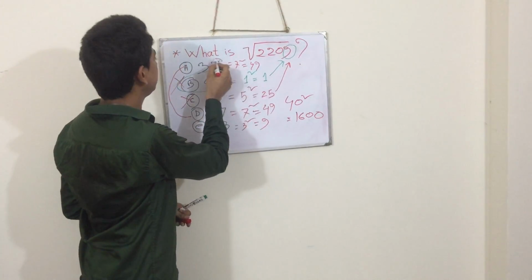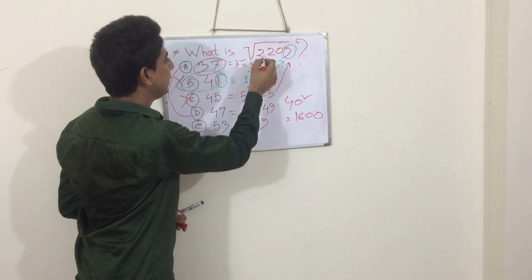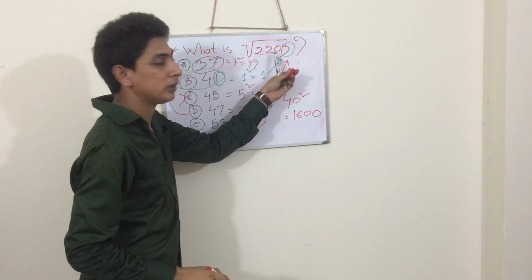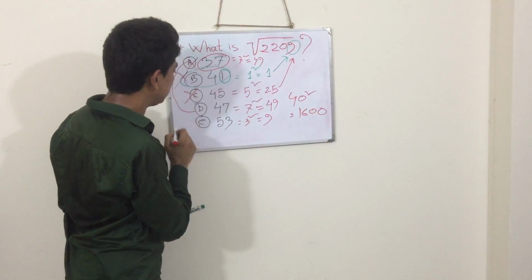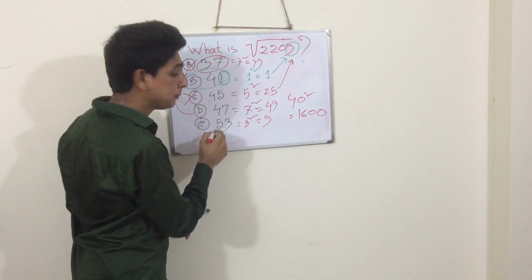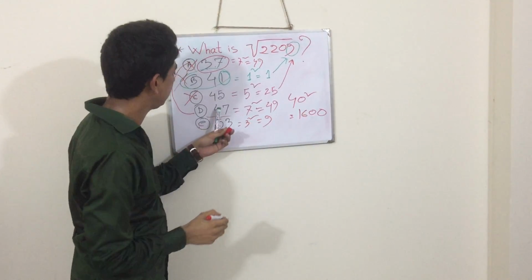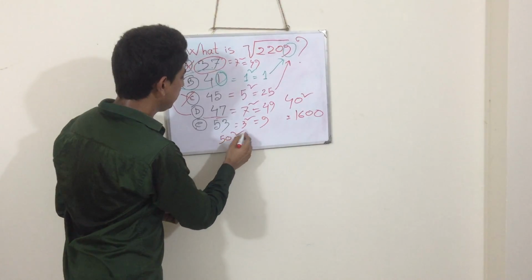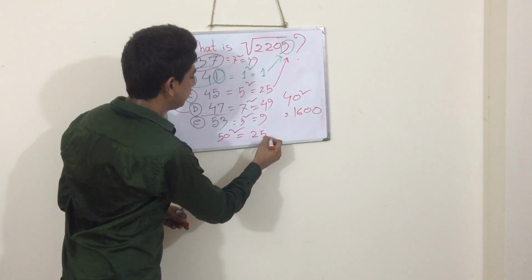So that's why you can say the square of 37 is much less than 2209, so it must not be the answer. So the answer must be D or E. Now again we can apply the same logic: between the range of 47 to 53 there is a common number, which is 50. Now if we square 50, then we get 2500.